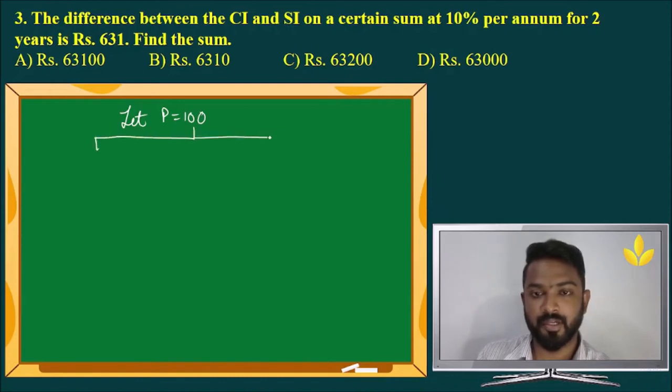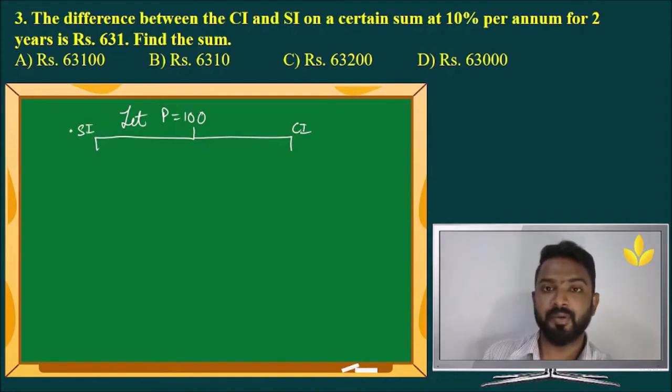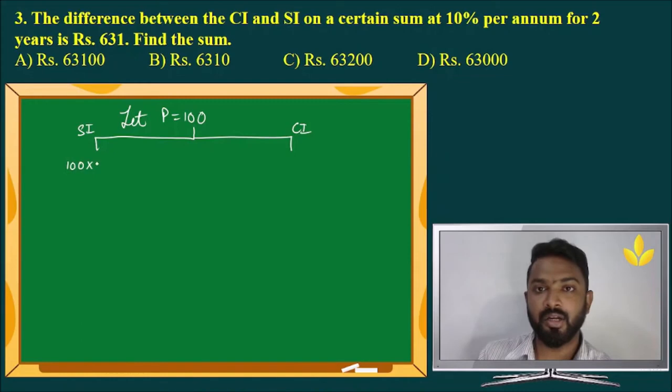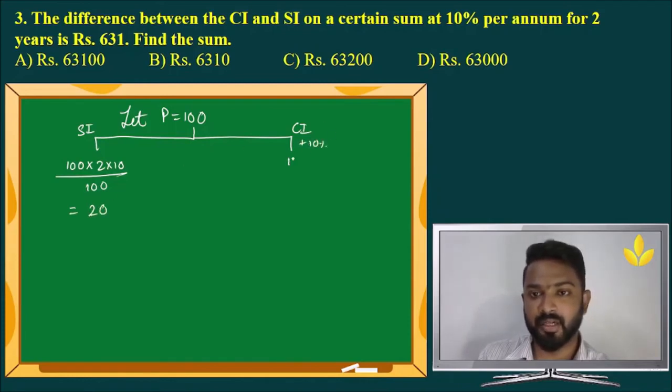We have simple interest and compound interest. This is compound interest, this is simple interest. Simple interest is pretty simple. PTR by 100. 100 into time is 2 years, rate is 10 by 100. That is equal to 20. Compound interest, first it increases by 10%, 110. Then this increases by 10%. That is 121. So the compound interest is 21.